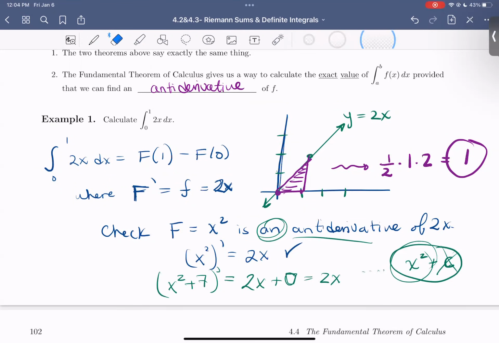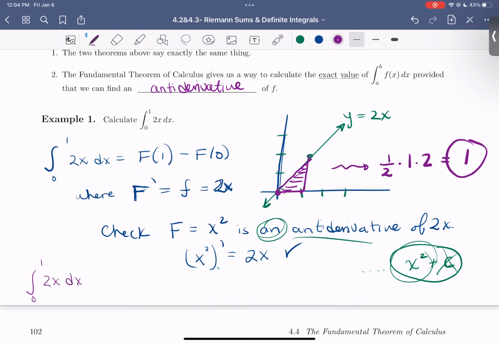Okay, so we found the antiderivative of 2x. I'm going to erase to give myself a little bit more room. So now we know that this integral from 0 to 1 of 2x dx is equal to x squared evaluated at 1 minus x squared evaluated at 0, which when we compute that out, 1 squared is 1, 0 squared is 0, so we get 1, which is what we found from the graph also.